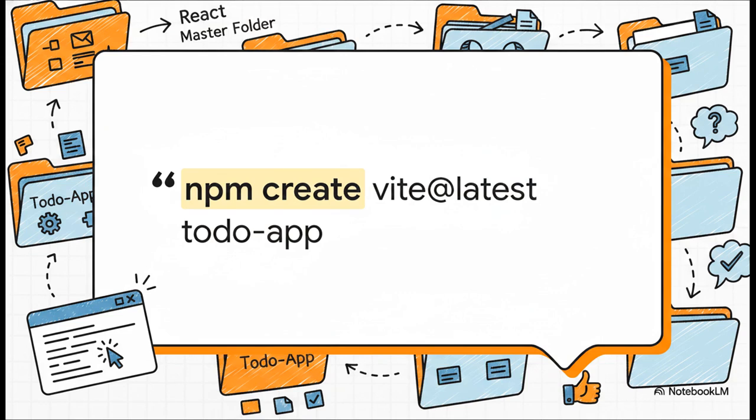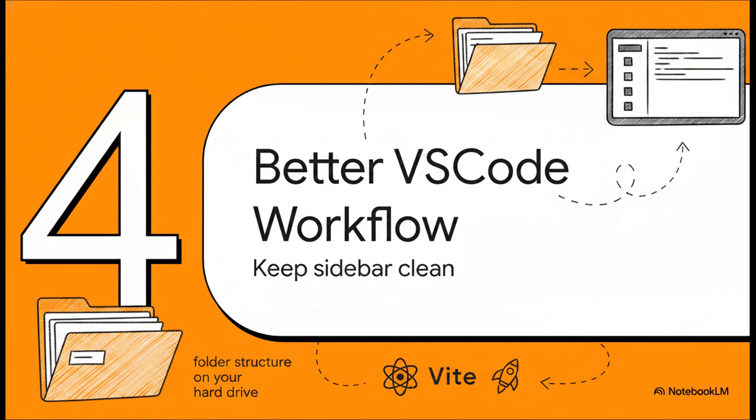So, once you've double-checked and verified you are safely inside your clean target folder, like that React master folder we just built, you can confidently run your command, specifically npm create vite@latest todo-app. Running this exact command from a totally clean directory guarantees your brand new project is scaffolded perfectly alongside your others without tangling up your broader workspace. It seems like a simple command, but remember, context is absolutely everything. Location matters.